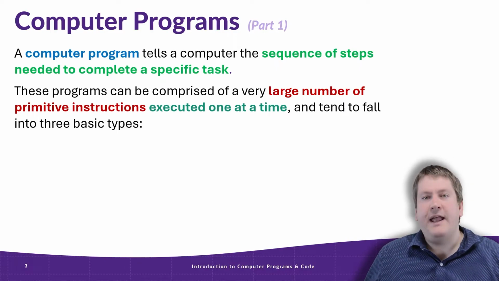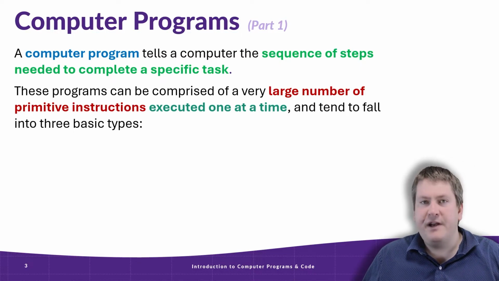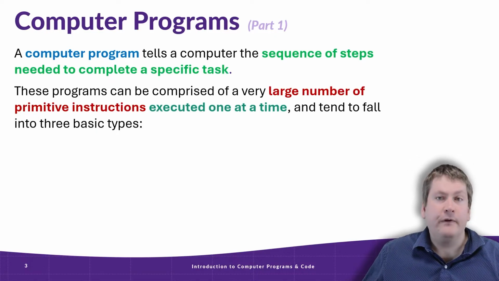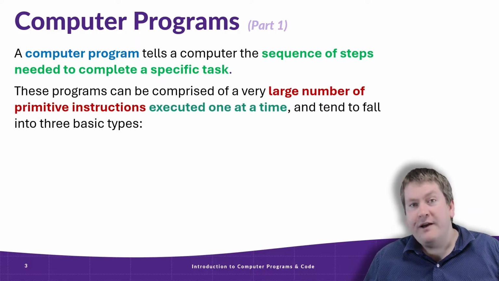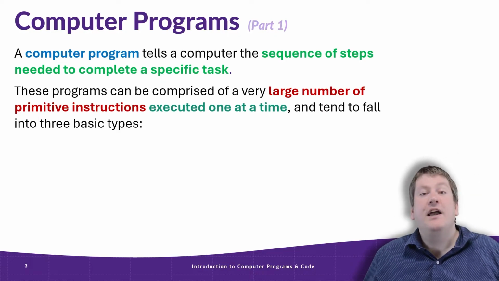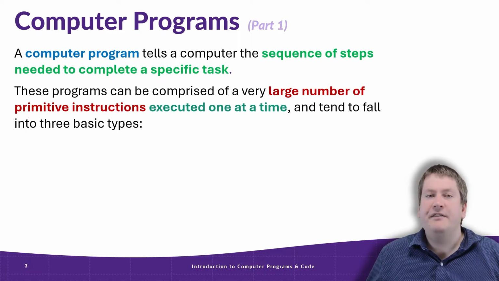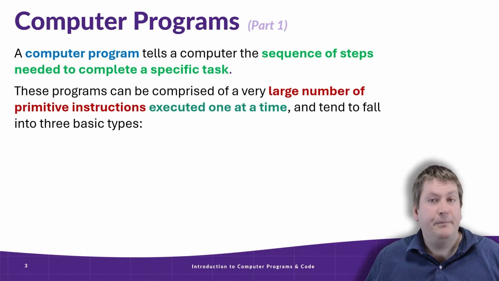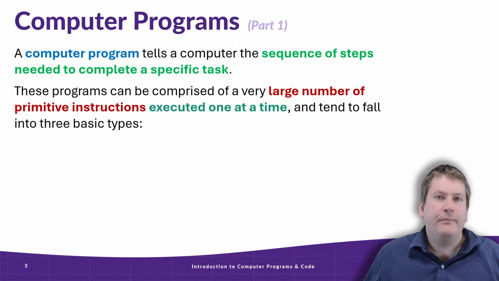We cannot simply say add all the grades together. Rather, we'd have to tell it how to do that in detail, such as input the first grade from the user, add it to the total. Input the second grade from the user, add it to the total. Input the third grade from the user, add it to the total, and so on. This means even simple programs can be comprised of a very large number of simple instructions. These instructions are typically executed one at a time, one after the other, in a predefined order.